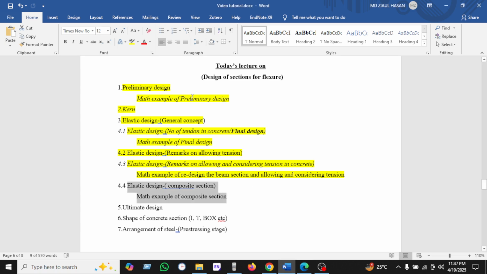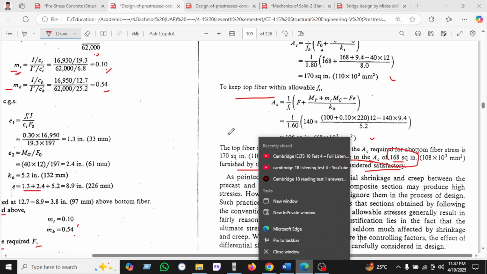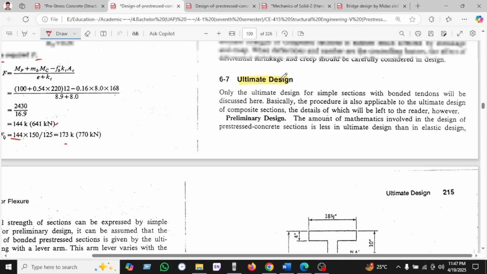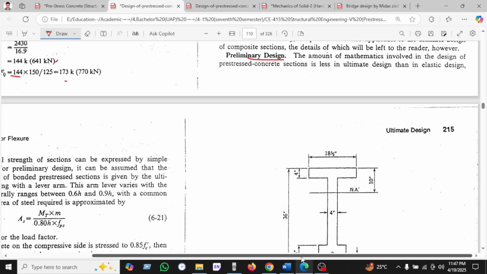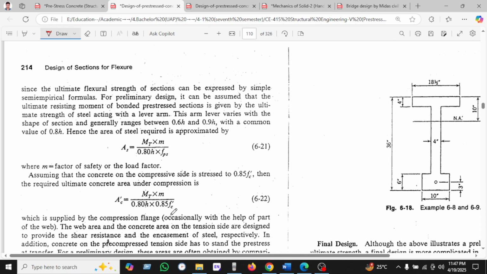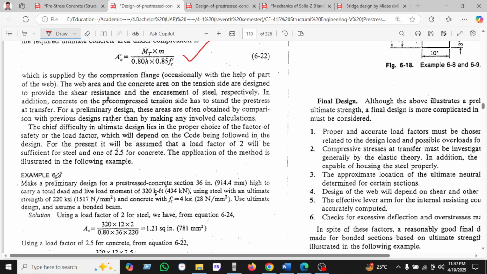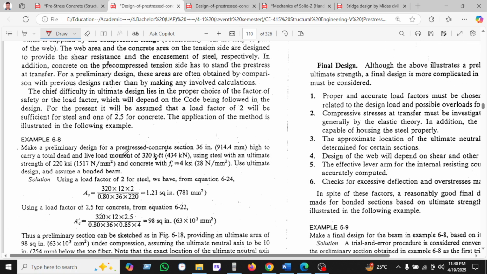So let's see, these are the index. Let's see ultimate design. This is also taken from here. For ultimate design, only the ultimate design for a simple section with bonded tendon will be discussed here. Okay, so for preliminary design, as we know, we have been using this formula, and the compression is here.